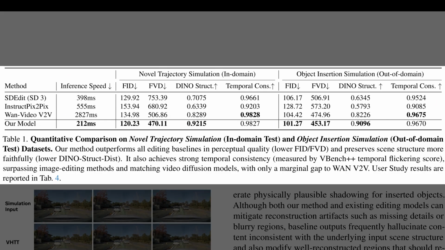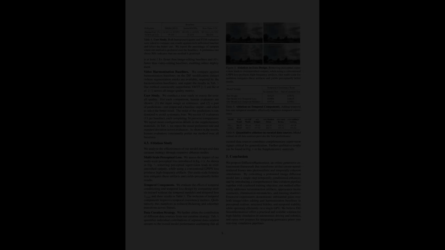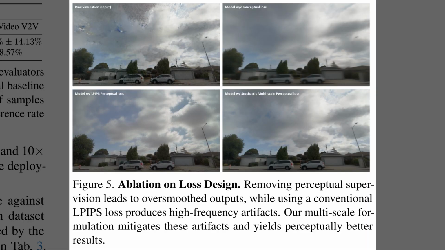So, Figure 3 gave us the visual proof, but Table 1 now backs that up with hard numbers. The second column highlights a critical advantage: inference speed. The proposed model runs at 212 milliseconds, which is over 10 times faster than the video diffusion baseline, WAN Video v2. Yet, looking at the metrics on the right, it still achieves the lowest FID and FVD scores, indicating superior realism. Crucially, the high DINO structure scores confirm that it preserves the underlying scene geometry much better than standard editing models.